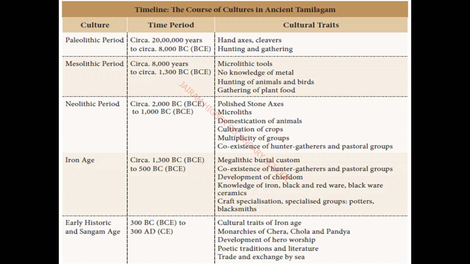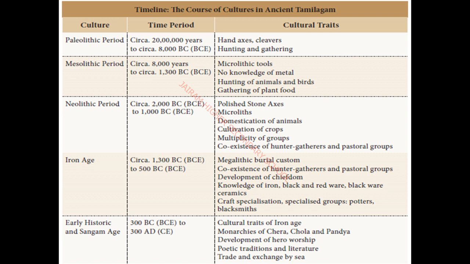Then crafts and specializations, specialized groups like potters and blacksmiths, were also identified in this period of the Iron Age. Now we are going to the early historic and Sangam Age.